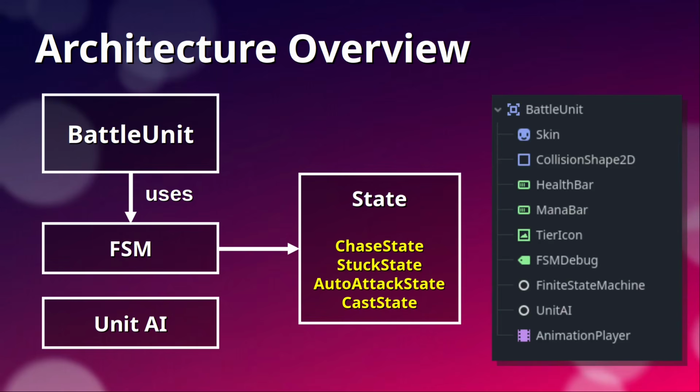And just to provide an overview of what we have so far, or what we'll have by the end of the episode, you'll see, for the sake of simplicity, the already existing components are not listed on this diagram, but we do have them. So you can see the node structure on the right. The battle unit consists of these components and nodes thus far. So the new ones will be the finite state machine, the UnitAI, and you might have noticed that we have a new label called FSM debug. This will be used for debugging purposes to see and display what state the unit is currently in. So that's it for the architecture part. Let's move on to implementation, shall we?